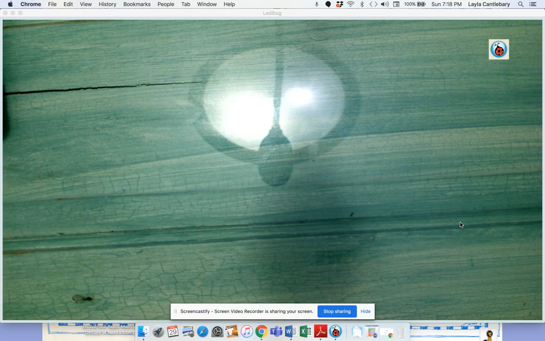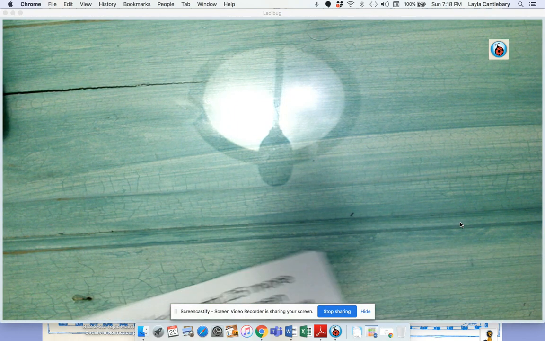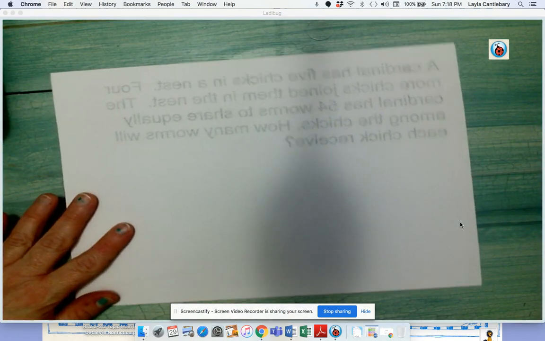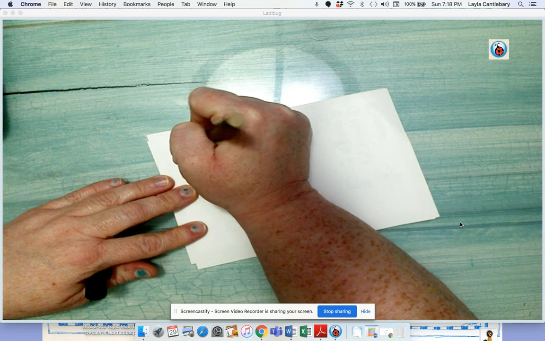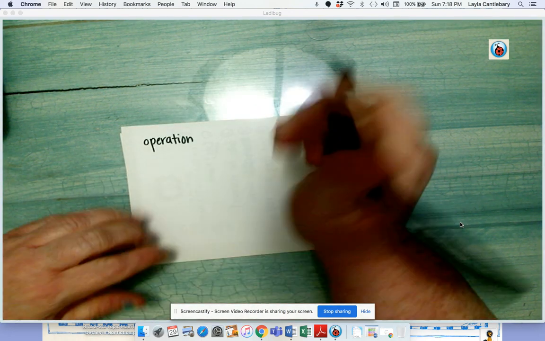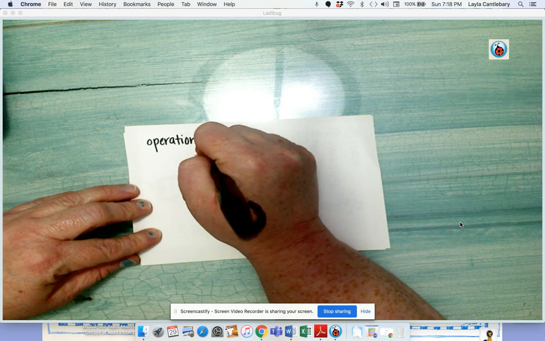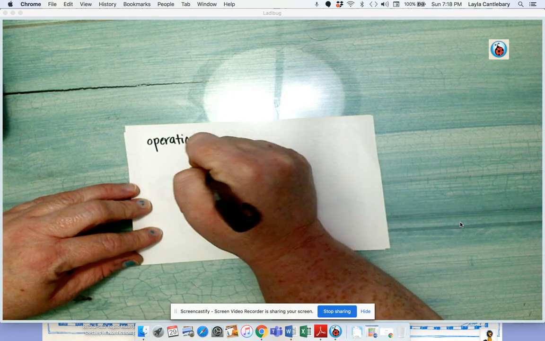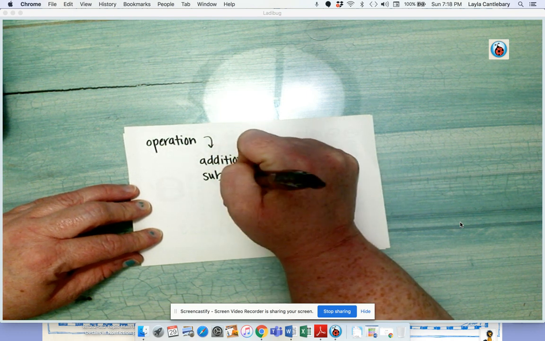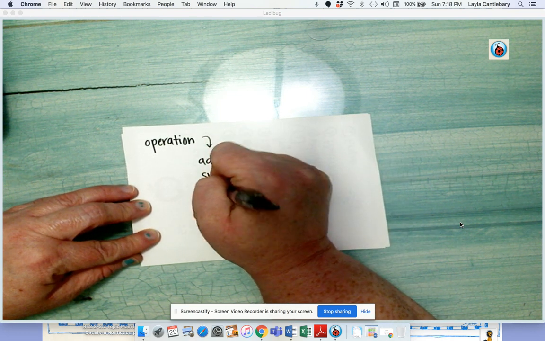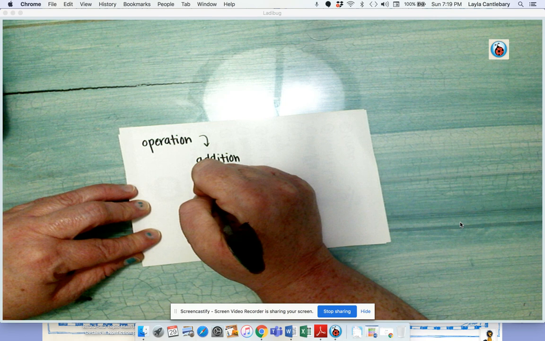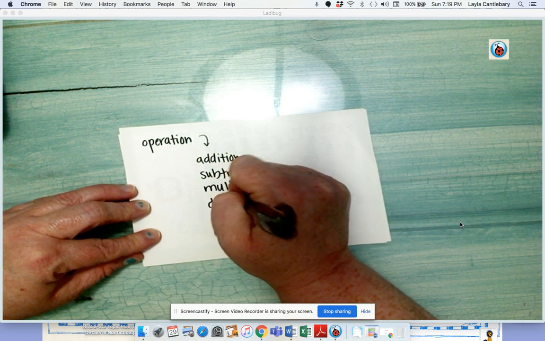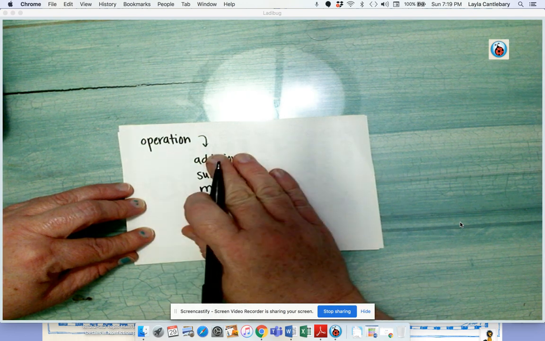Hey guys, we are going to start our week of advanced math by doing some mixed operation word problems. Now, just to review, an operation is something that we do to find answers. So our operations, as we know, are addition, subtraction, multiplication, and of course, division. Those are the operations that we use.